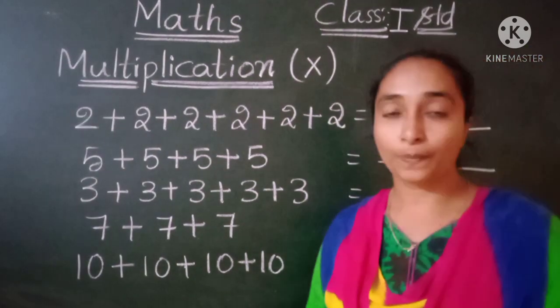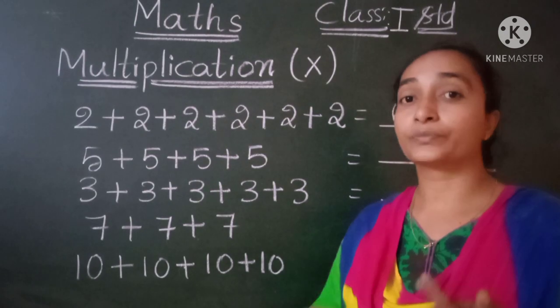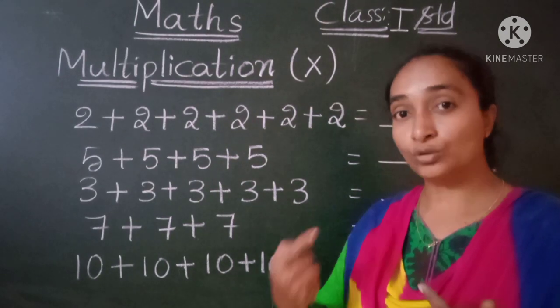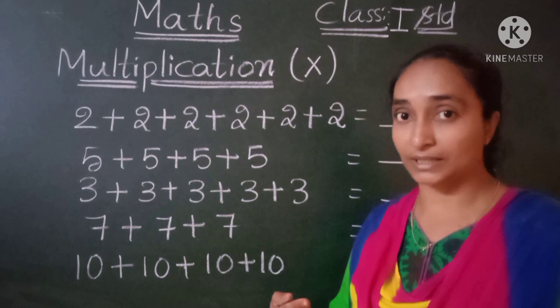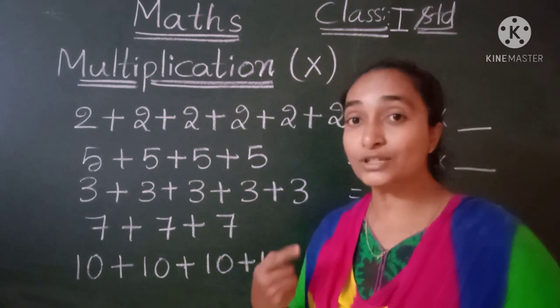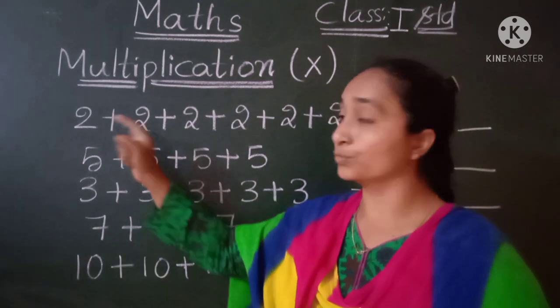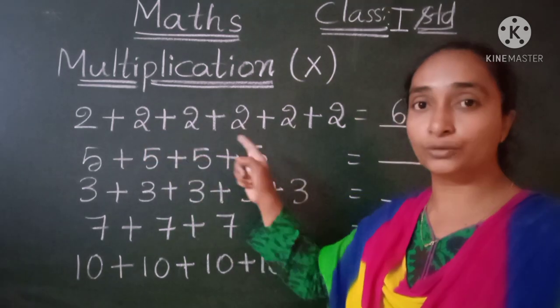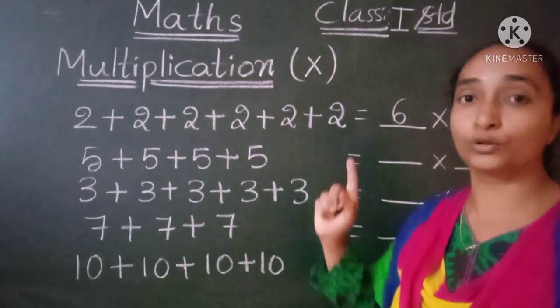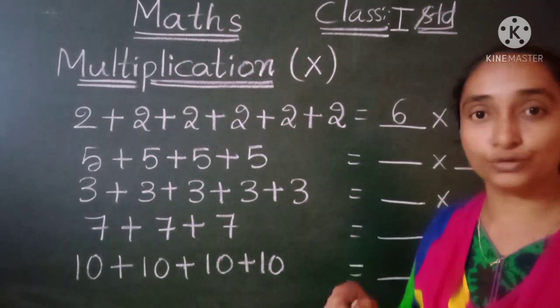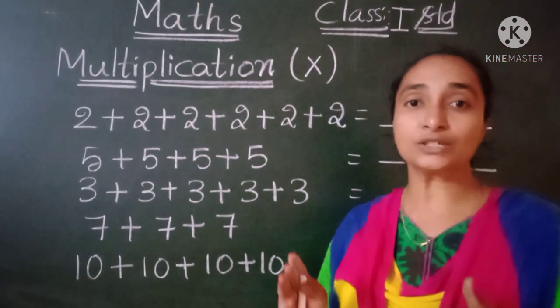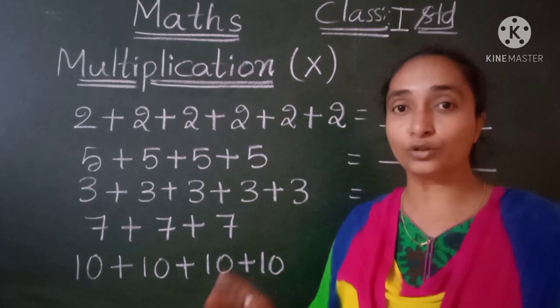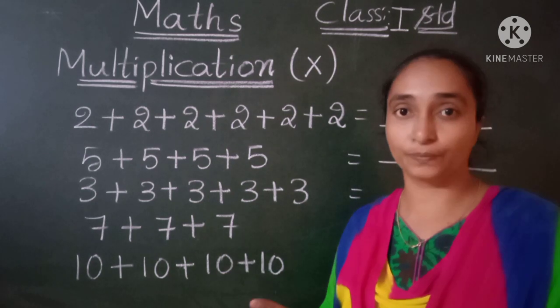And then in each group, how many are there? The same number has been repeated, isn't it? So in each group, how many are there, children? 2. The first group, 2. Second group, 2. Third group, 2. Fourth group, 2. Fifth group, 2. And the sixth group also 2. That means in each group, in every group they have given us 2.